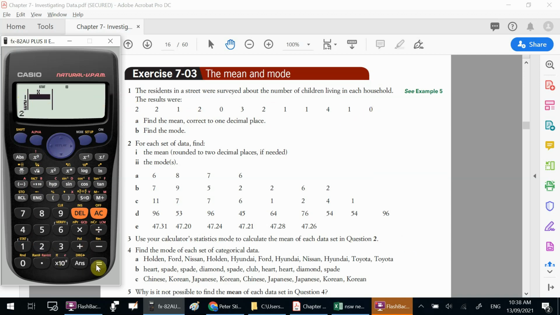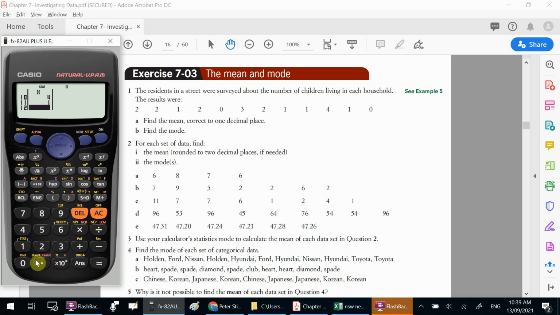Now what you do then, we put all these scores in one at a time, followed by equals. 2 equals, 1 equals, another 2, and then 0, 3, 2, 1, 1, 4. Remember, press equals after each one.